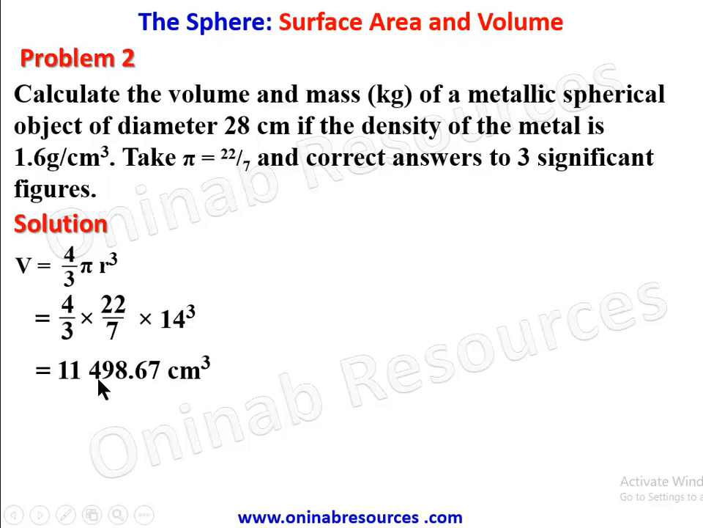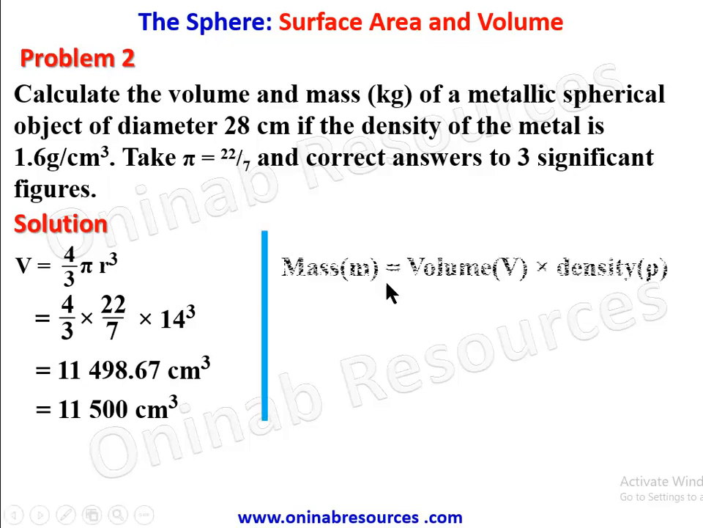To 3 significant figures, we are interested in the first one, the second one, and the 4. But then we check the next value, which is greater than 5. So we round the 4 up, and it becomes 11,500 cubic centimeters.